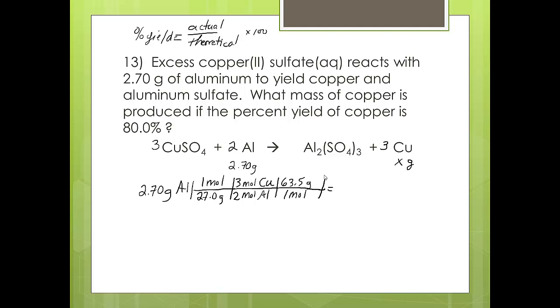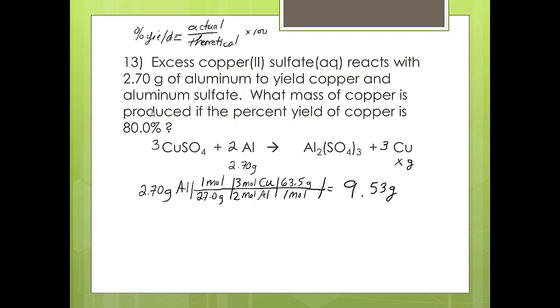So crunch all of those numbers, and what do you get out? 2.7 divided by 27. If you can see that, that's a tenth, times 3 divided by 2 times 63.5. So if you look at that, you should get out, in theory, 9.53 grams. Okay, that's your theoretical of what you should get out for every 2.7 grams you put in. That's how much copper you should get out.